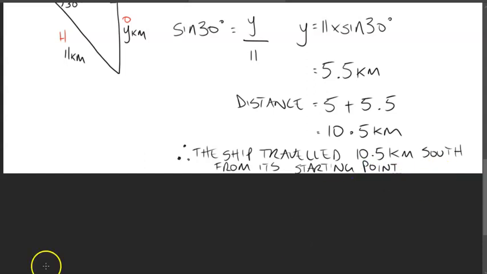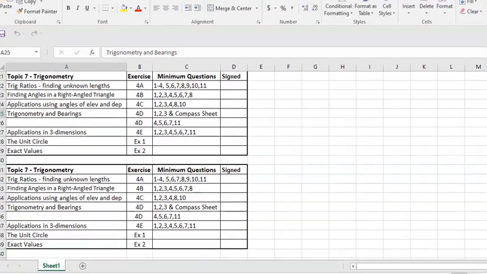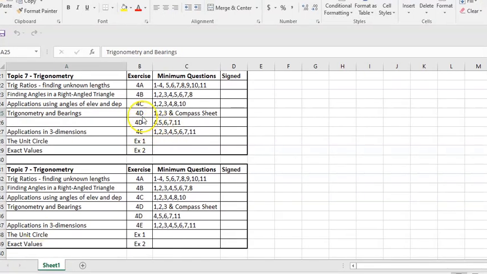Booyakasha! Alright, which questions do we need to tackle? Let's have a look. So, exercise 4D, trigonometric bearings. So split this up into 2 parts. Don't worry about the compass sheet that's here. This is a resource that I don't want to use, not because we're in remote teaching, but I just don't want to use in general. I forgot to take it out. So questions 1, 2, 3, just to start off, which is from part 1, and then part 2, 4, 5, 6, 7, and 11.